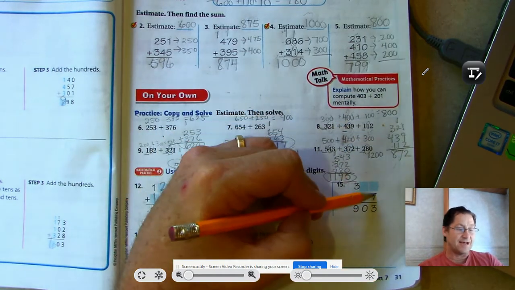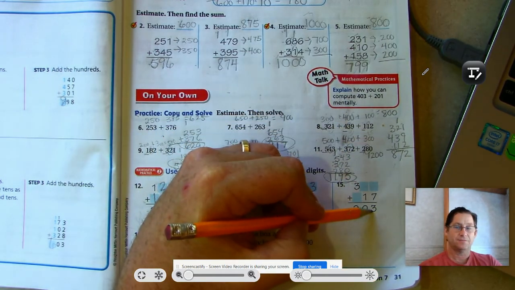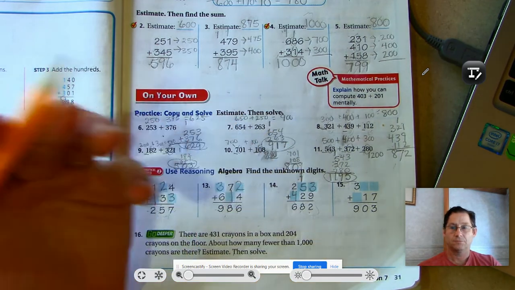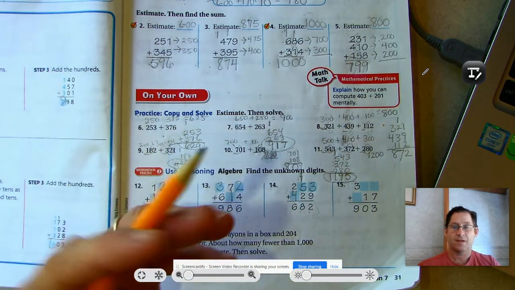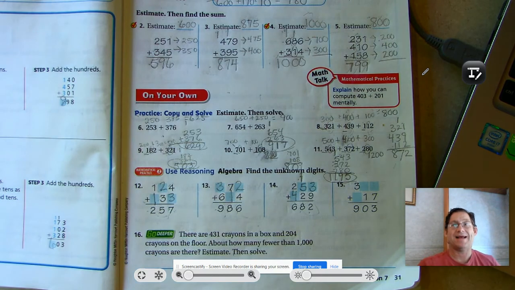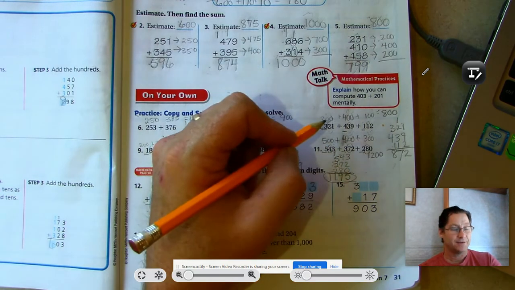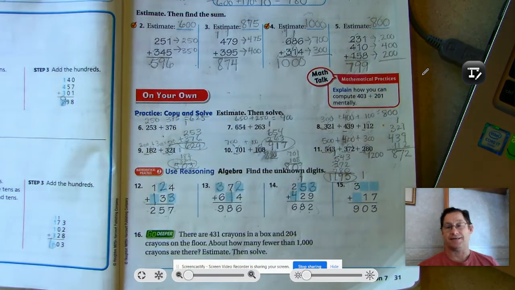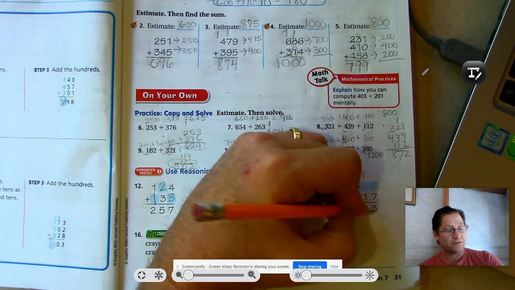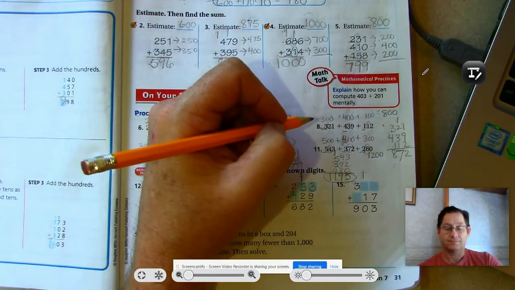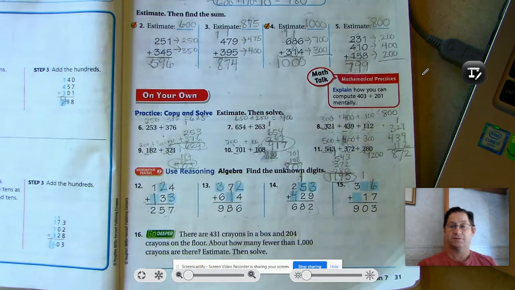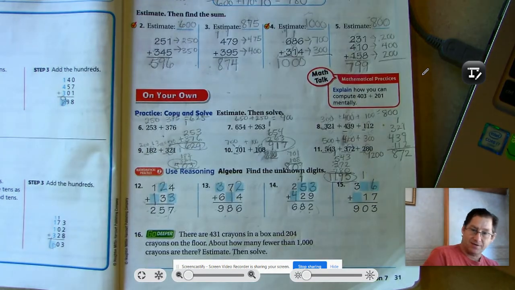Number 15. 7 plus what is 3? Well, you can't add, at our level in third grade, we can't add anything to 7 and get 3. So we know that this has to be a situation where we regrouped. So let's assume it was 13. Okay, so 7 plus what is 13? 6. 6 and 7 is 13.